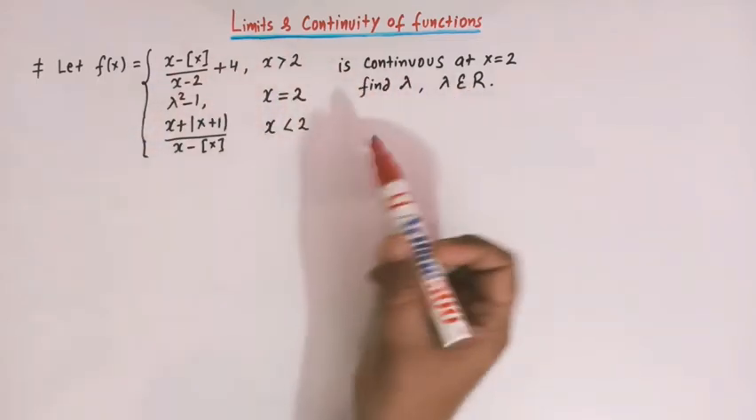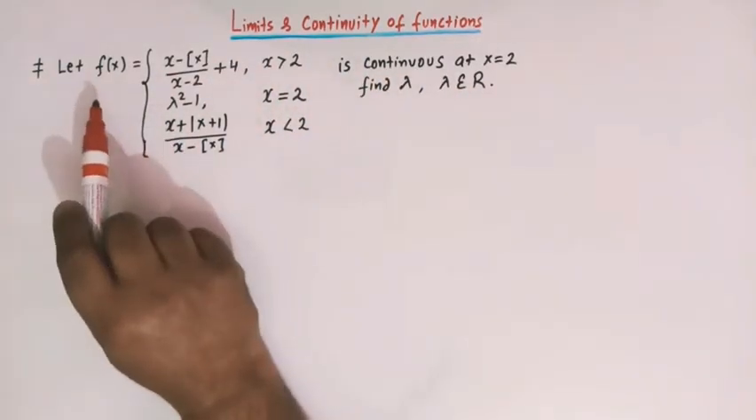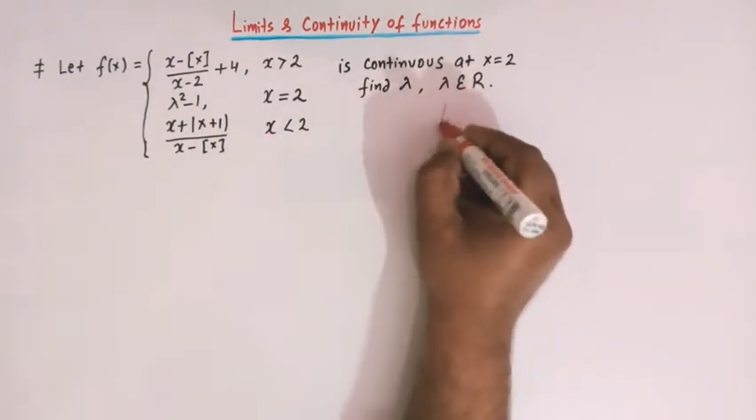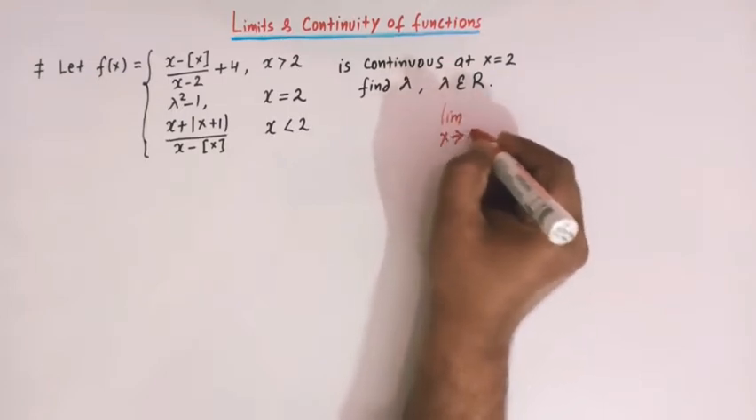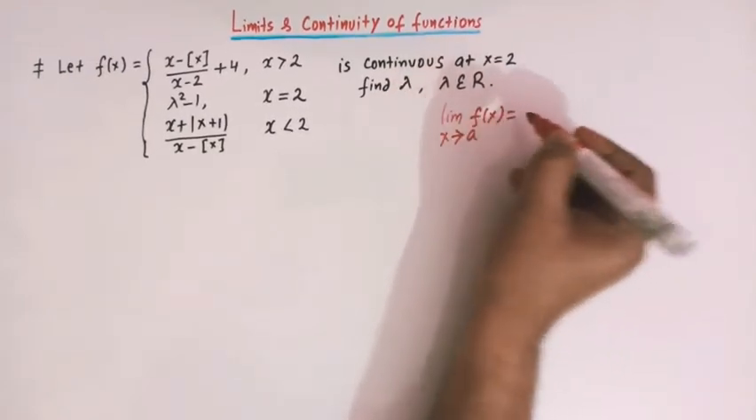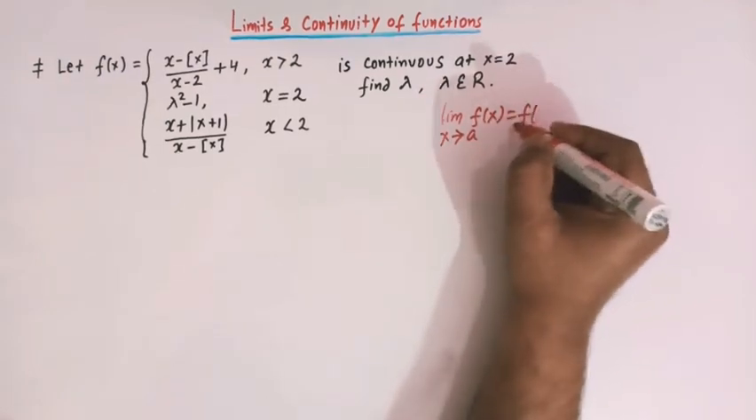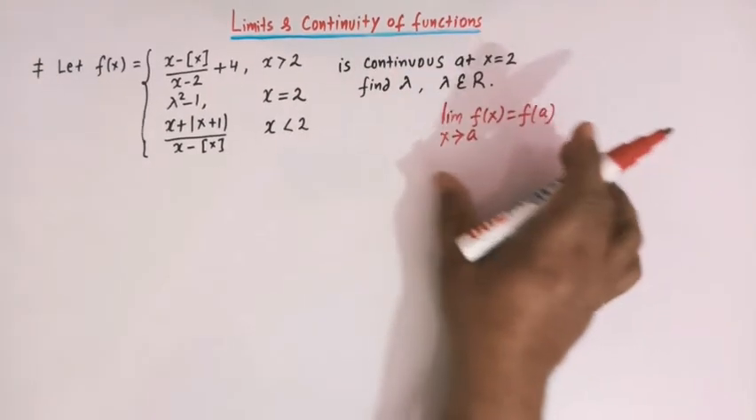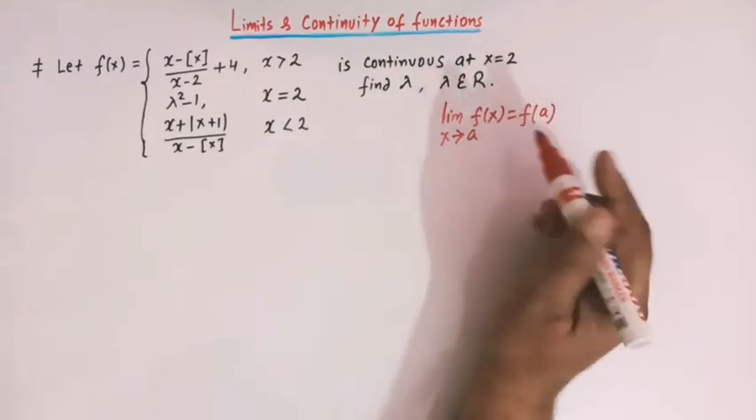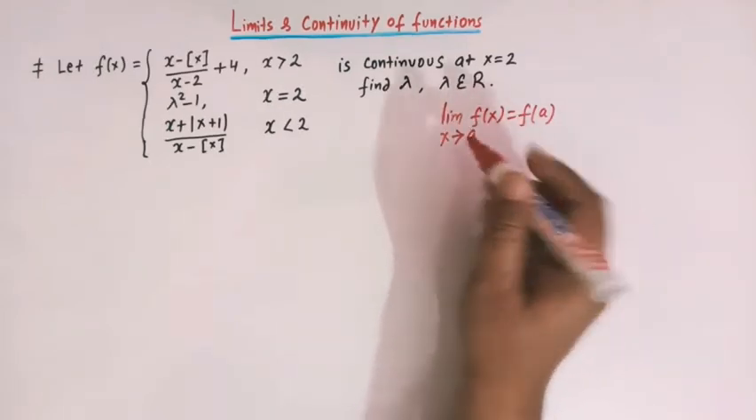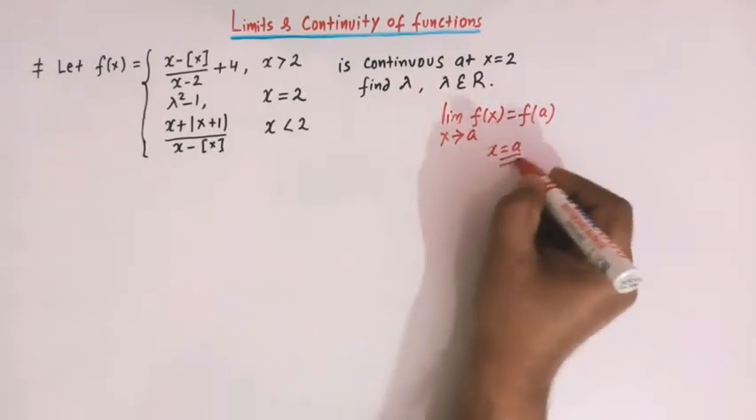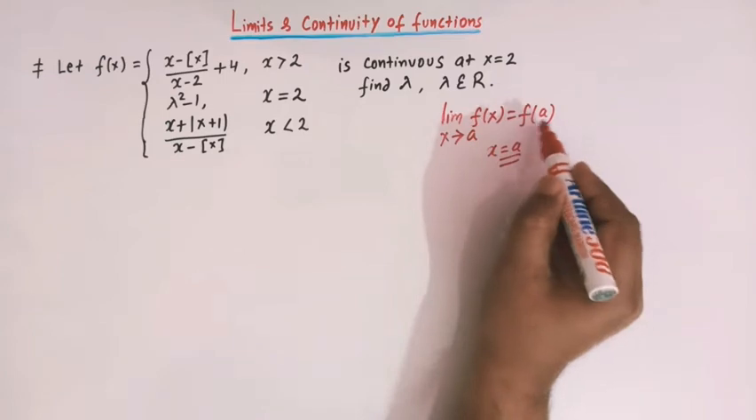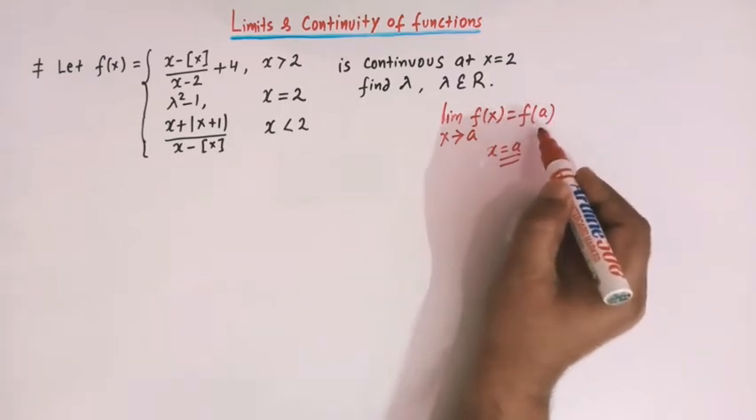Let us first quickly revise the definition of a continuous function. A function is said to be continuous if the limit, that is limit x tends to a, f of x is equal to the value of the function at that particular point. A function is said to be continuous at some point x is equal to a if this limit exists and the limit is equal to the value of the function at that particular point.